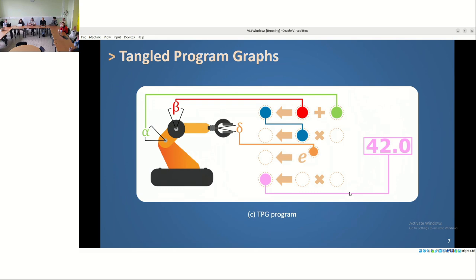So it presents itself as this little robot, which has joint angles that are used by the tangled program graph programs to do its computation. So we can see here that it observes the values of alpha, beta, and delta to do its computation, and uses some instructions, so here exponential, addition, multiplication, to output some values. And those values are used in the graph to traverse it.